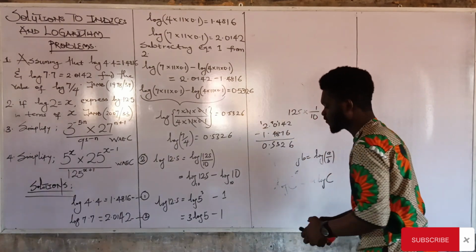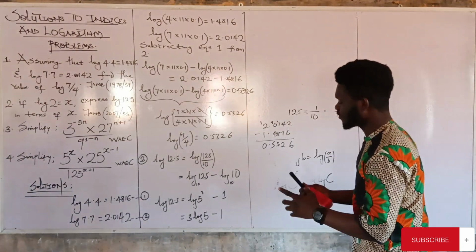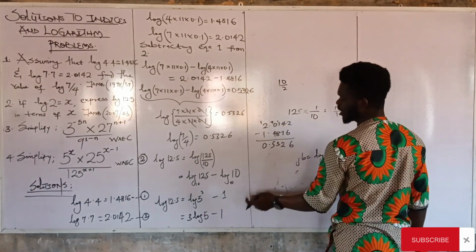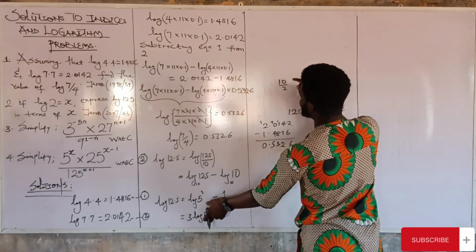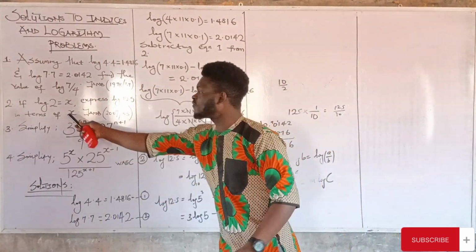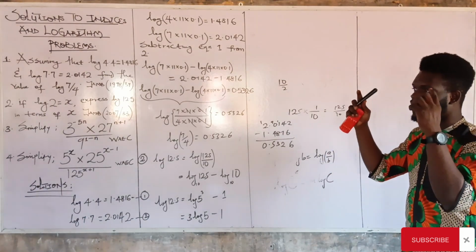Once we've done that, now let's move on. What will give you log 5? It is very simple. We have that 10 divided by 2 is 5. So we can also write 5 as 10 divided by 2, because there's no expression given for log 5 from the question. That's what mathematical liberty must be.